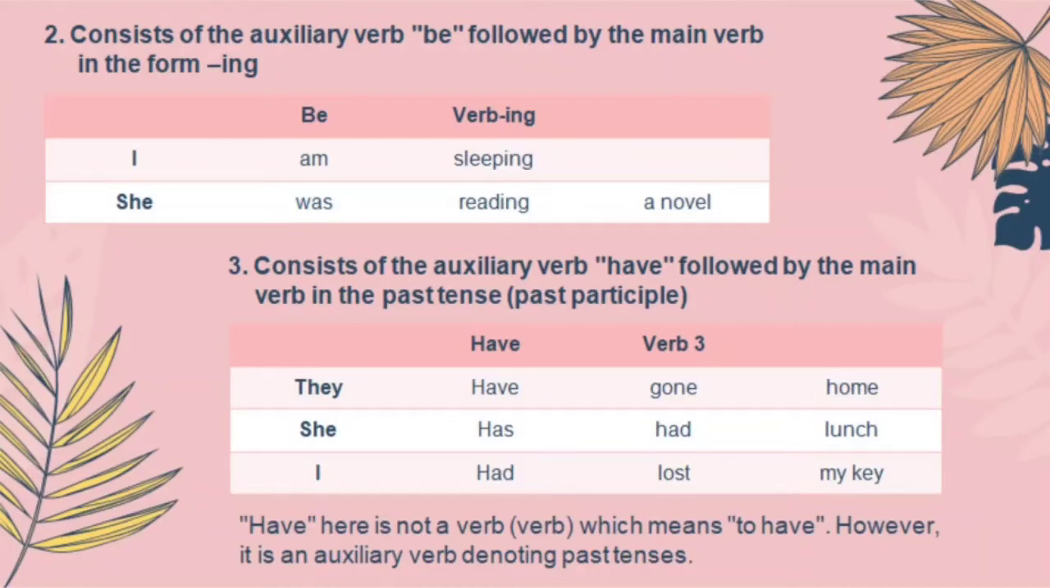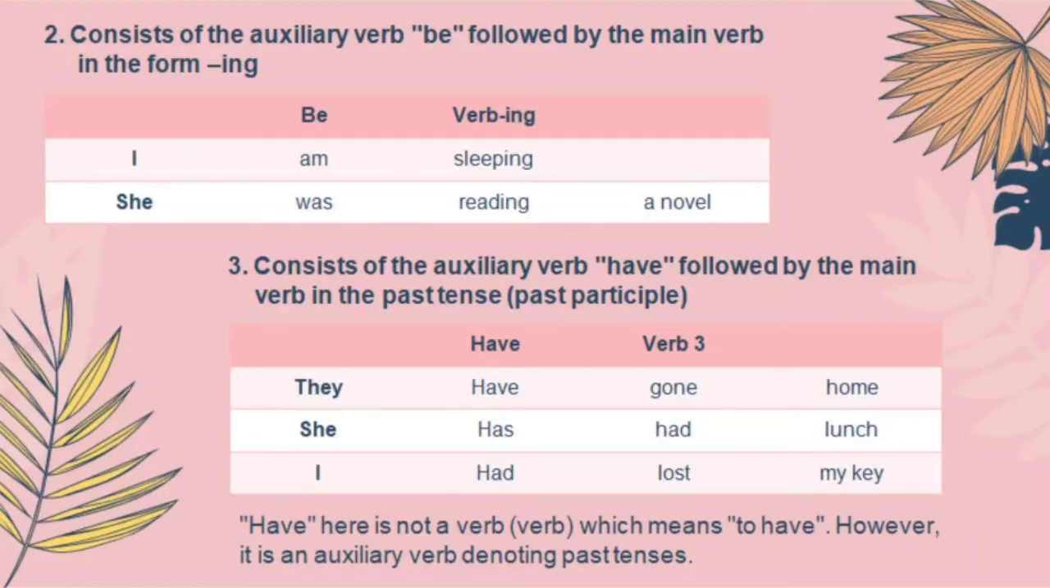Number 2 consists of the auxiliary verb be followed by the main verb in the form of ing. For the example, you can see the card in my video's explanation. I am sleeping. She was reading a novel.